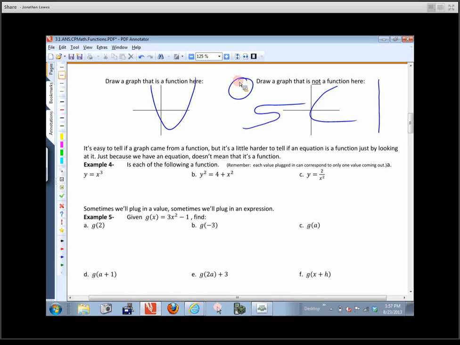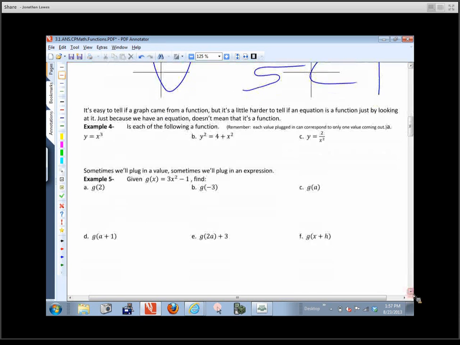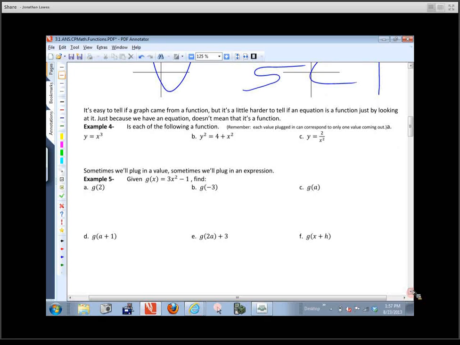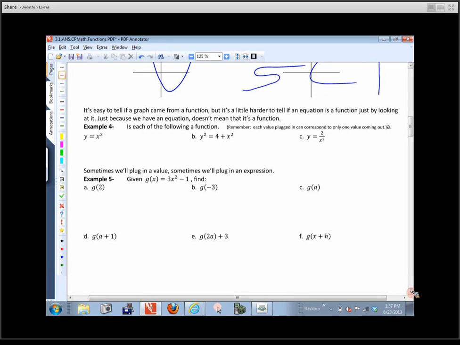Okay? All right. So you've got some problems on your assignment where you have to figure out whether or not you're dealing with a function by looking at the graph. And that's pretty easy. Just check the vertical line test. Then you've got some where you have to look at an equation and tell whether or not it's a function. And that's where you've got to consider, do I only get one answer out every time I plug a number in? So let's take a look at this one right here.